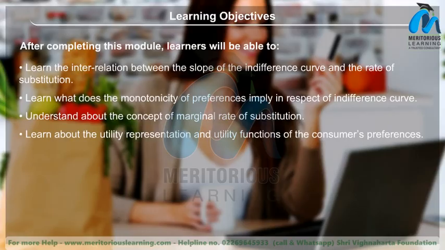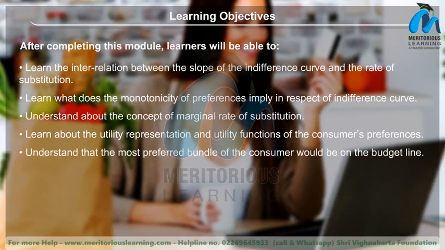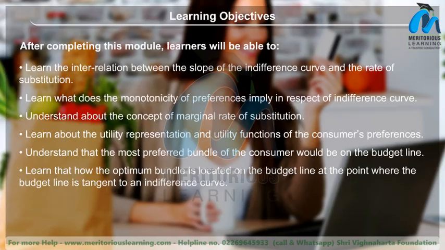Learn about the utility representation and utility functions of the consumer's preferences. Understand that the most preferred bundle of the consumer would be on the budget line. Learn how the optimum bundle is located on the budget line at the point where the budget line is tangent to an indifference curve.